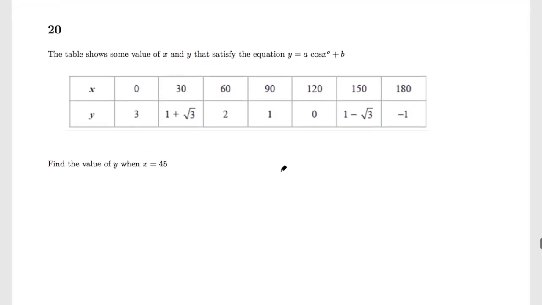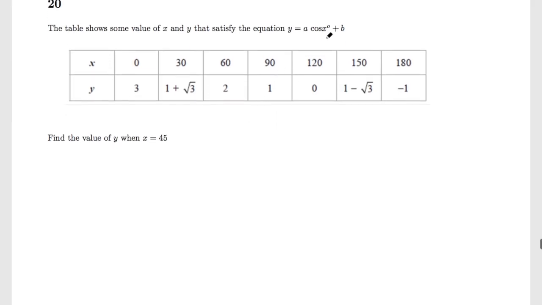Question 20 says the table shows some values of x and y that satisfy the equation y equals a cos x plus b. Okay, and on the table we have values for x and values for y. Find the value of y when x equals 45. So here we're given the equation y equals a cos x plus b, and what we need to start with is finding a and b using these values in the table. We're given lots of values, so we will be able to find a and b using those.